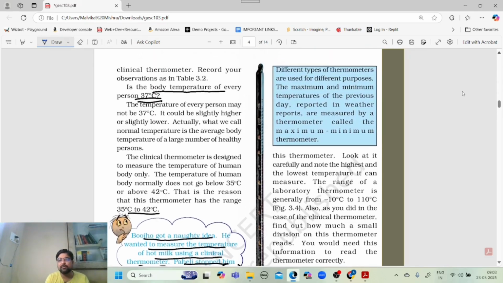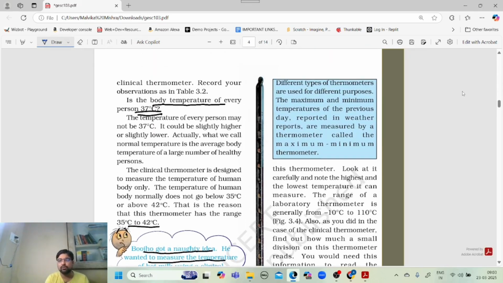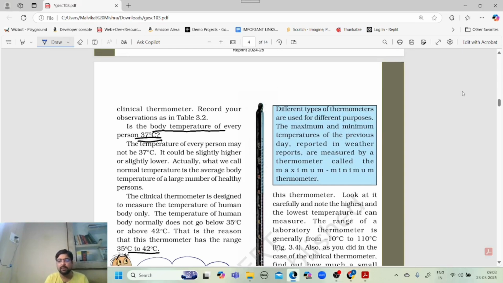So first of all, let's see what the range of the laboratory thermometer is. This is minus 10 degrees Celsius, not 10 degrees Celsius. It is minus 10 degrees Celsius to 110 degrees Celsius. The more the range, the more temperature we can measure. So we can comfortably measure the temperature of ice water with this kind of thermometer, and even what? A very, very hot milk temperature too, right?